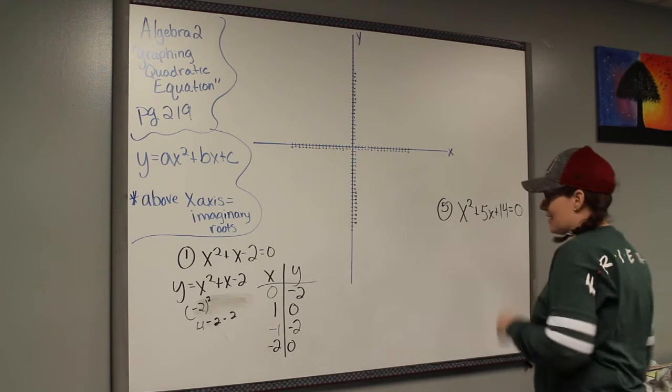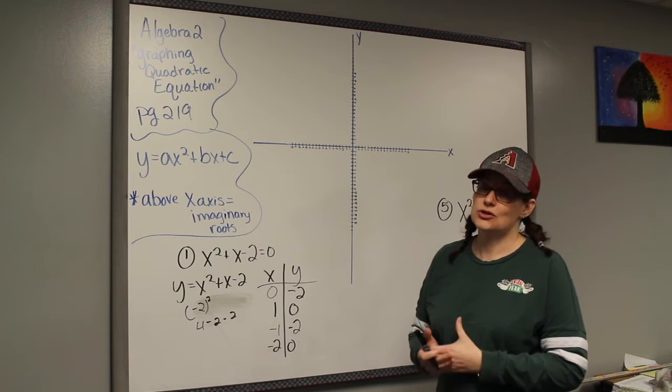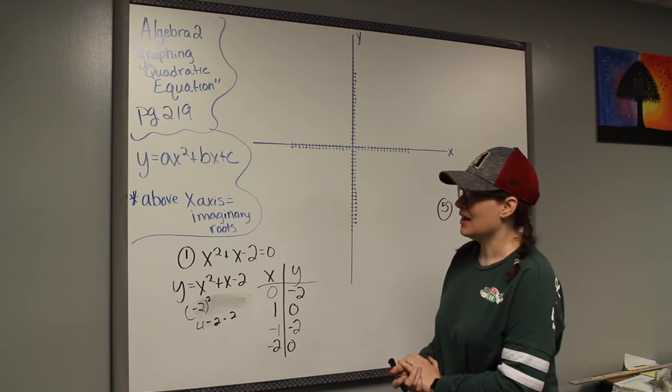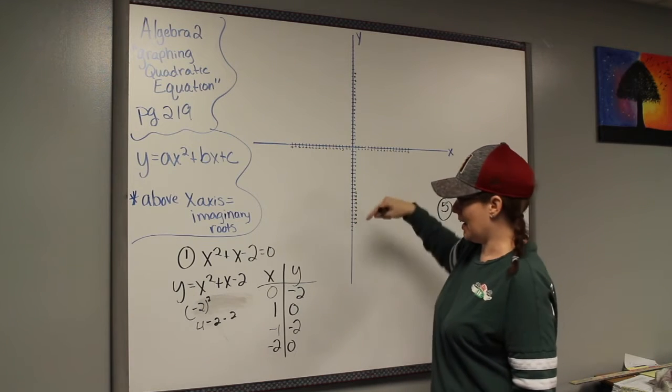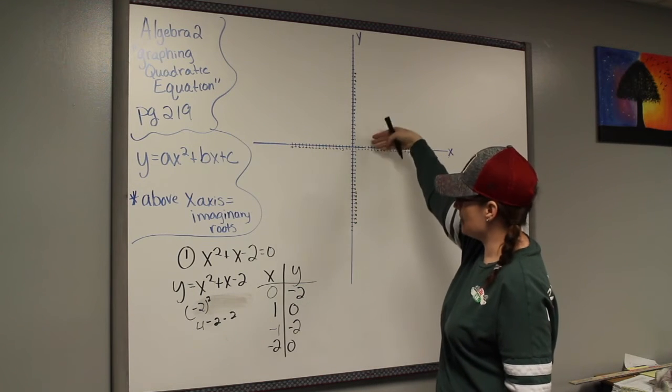I'm going to plot them. By now, if you're in Algebra 2, you should know how to plot points, okay? The x is always first. It goes right or left. And then the y is up and down. Positive up here, negative down here.